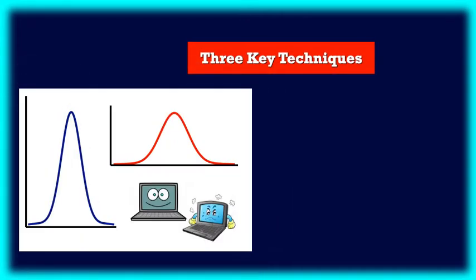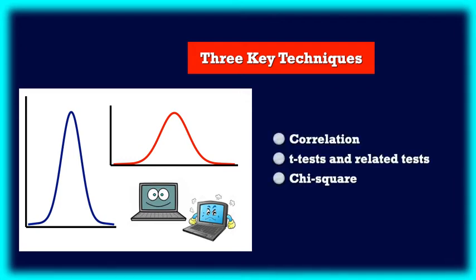Now we're going to look at 3 broad techniques. That's the only 3 I'm going to look at, and they're probably the most common ones that we need in educational research. But there are many other useful ones, but just picking up 3 to illustrate a few points. The computer does the work, but we've got to know what to put in and how to interpret what comes out. We're going to look at correlation, then t-tests and related tests, and then chi-square. Let's just take these in turn.